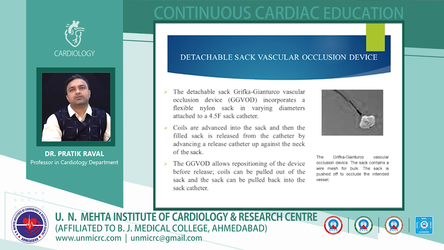Another device which is available for embolization is the detachable sac. These sacs are made of nylon and are attached to a sac catheter. The coils are initially injected into this catheter sac, and once the desirable position is achieved, the sac is detached from the catheter and the catheter is then removed. The advantage of this device is that we can reposition the sac, we can even remove the coil from the sac, and the entire sac can also be pulled out from the catheter.